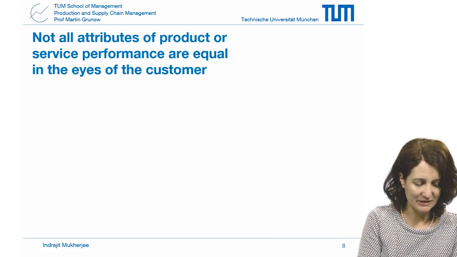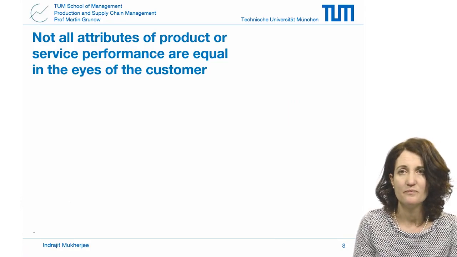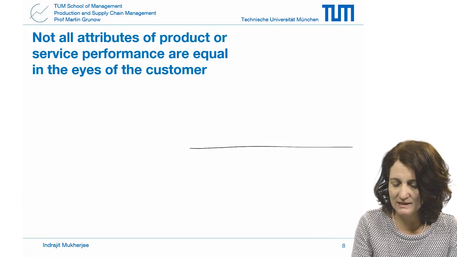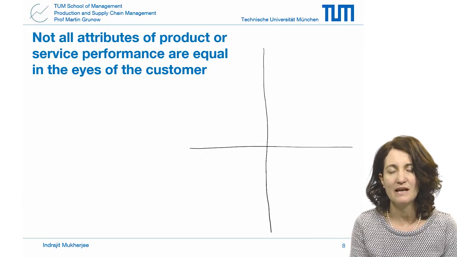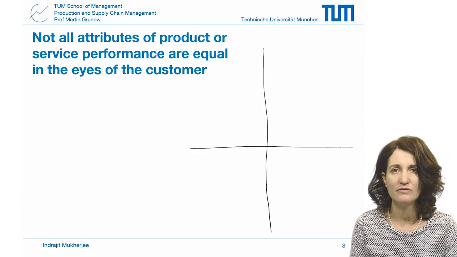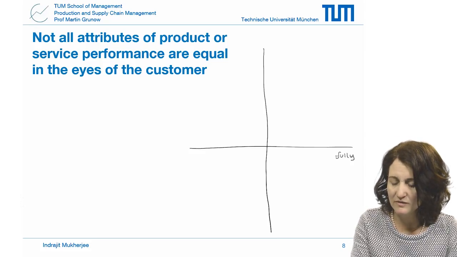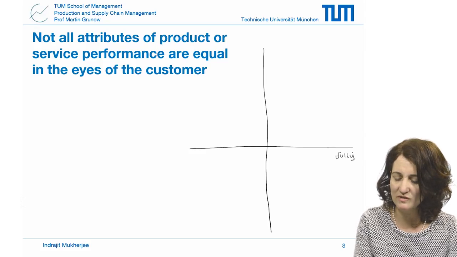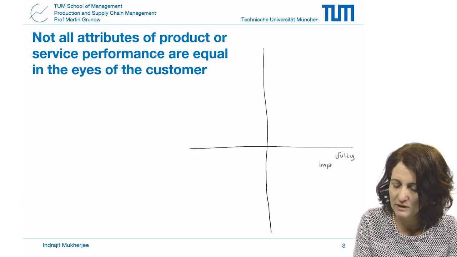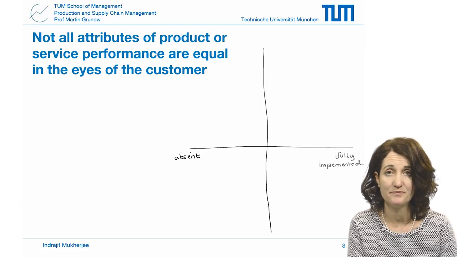Let me sketch the basic idea of the Kano model. We have two axes, an x-axis and a y-axis. The x-axis stands for the implementation level of a customer characteristic. Here on the right, a characteristic of your product or service is fully implemented, and here on the left side, that characteristic is absent.